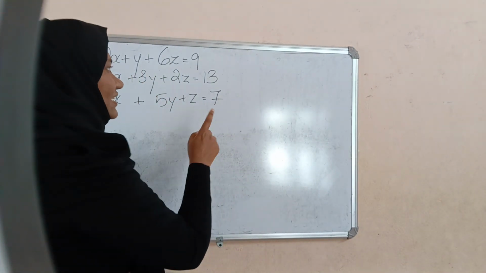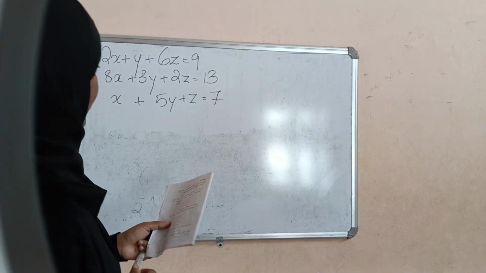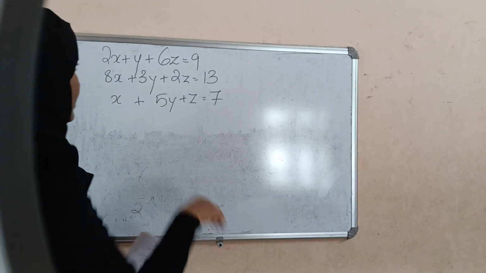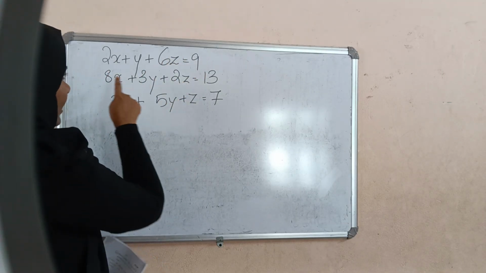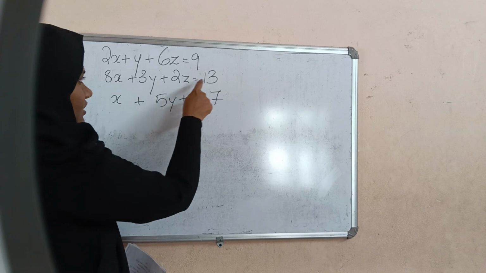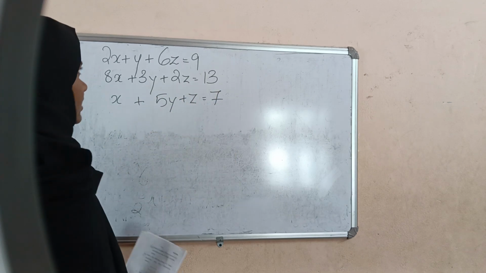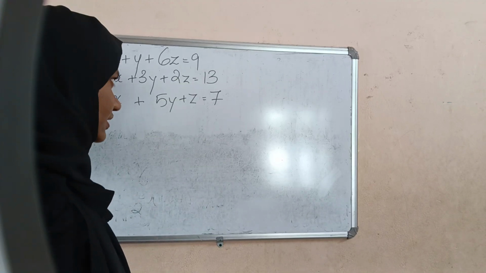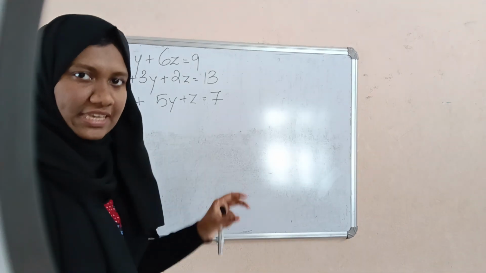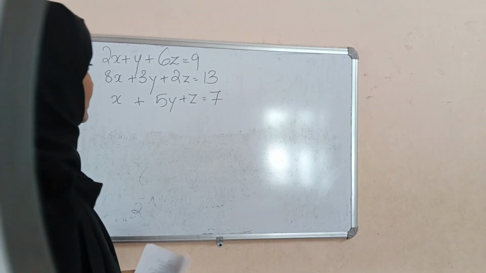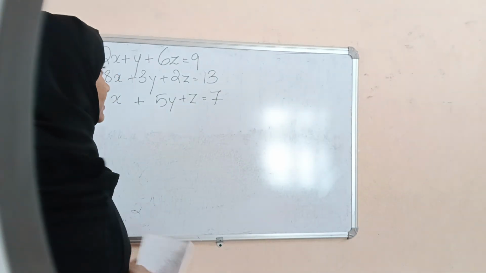So this is the Gauss-Jacobi method, and we have written the question: 2x plus y plus 6z is equal to 9, 8x plus 3y plus 2z is equal to 13, x plus 5y plus z is equal to 7. When we get a matrix like this, the first thing we have to check is whether it is diagonally dominant. What is diagonally dominant?